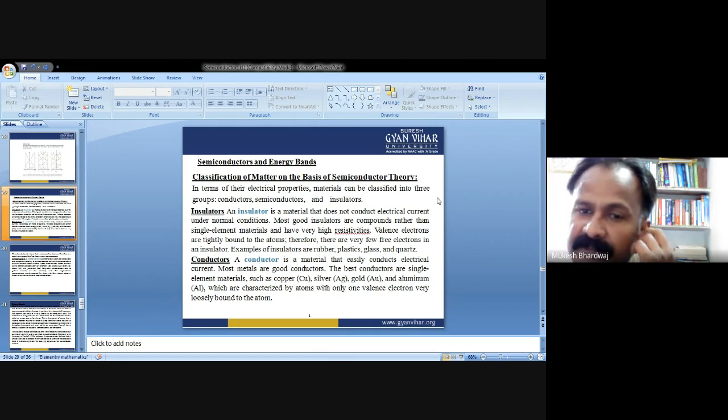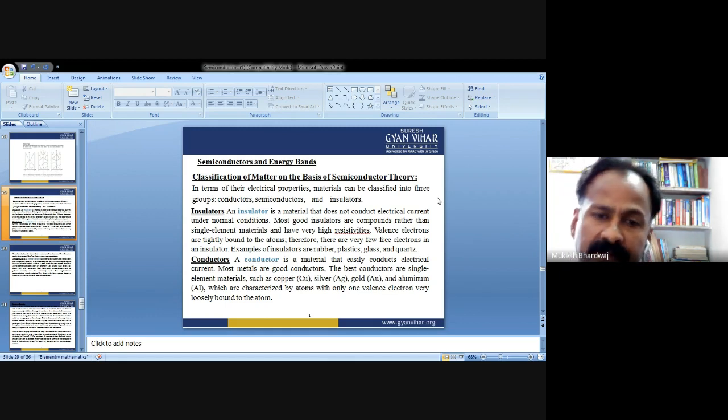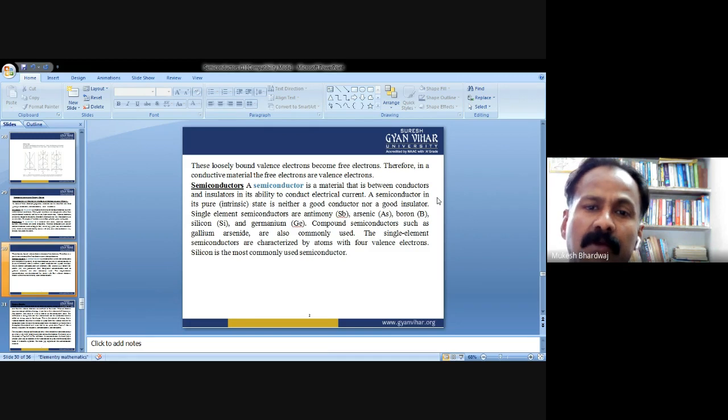Conductors. A conductor is a material that easily conducts electrical current. Most metals are good conductors. The best conductors are single element materials such as copper, silver, gold, and aluminum, which are characterized by atoms with only one valence electron very loosely bound to the atom. That means free electrons are almost always available in a conductor, because free electrons conduct electricity and play a role in conducting it. The loosely bound valence electrons become free electrons. Therefore, in a conductive material, the free electrons are valence electrons.